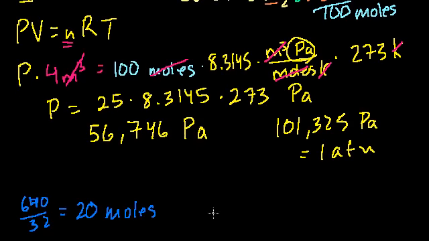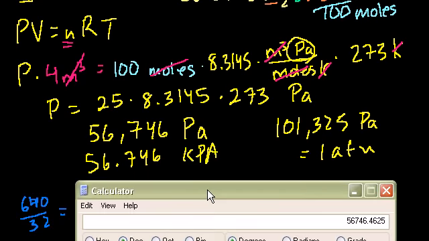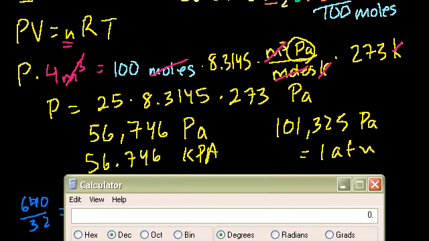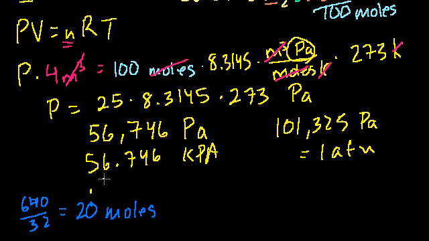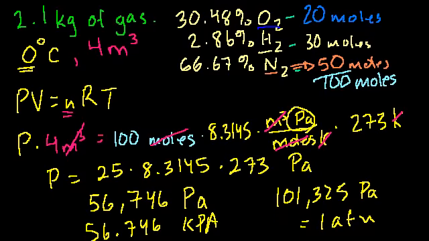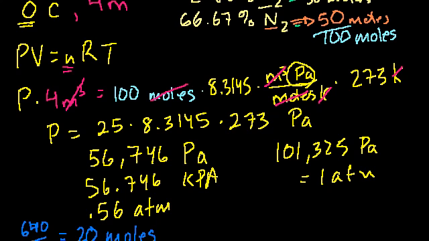So if we wanted to put this in, we could just write this in kilopascals. That's 56.746 kilopascals. Or if we wanted in atmospheres, we just take 56,746 divided by 101,325. It equals 0.56 atmospheres. So that's the total pressure being exerted from all of the gases. I deleted that picture. So this is the total pressure.